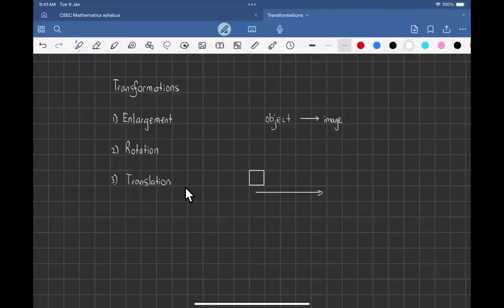And last, it has reflection too. If you stand up in front of the mirror, you will be reflected. So these are all of the things you can do. So Bryce, you could make a shape bigger or smaller. That's enlargement.